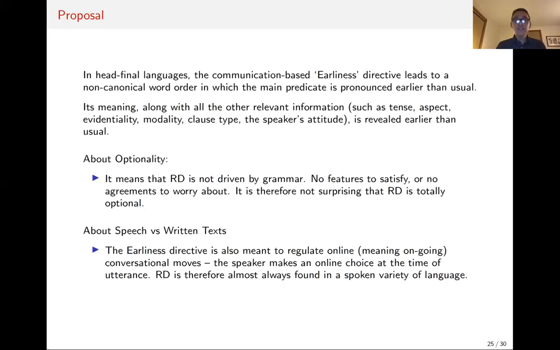Also, speech versus written text makes sense, that it's often found in speech. The earliness directive is meant to regulate online, meaning not offline, but online or ongoing conversation moves. So the speaker makes an online choice at the time of utterance, like, okay, I should communicate the essential information as early as possible. So I put the verb earlier than usual. Right dislocation is therefore almost always found in a spoken variety of language. Okay, therefore, it also makes sense that it targets the discourse phrase that contains relevant information, such as speaker attitudes or clause type. That is packed into the verb, it's kind of inseparable, right? So in an agglutinative language like our own.